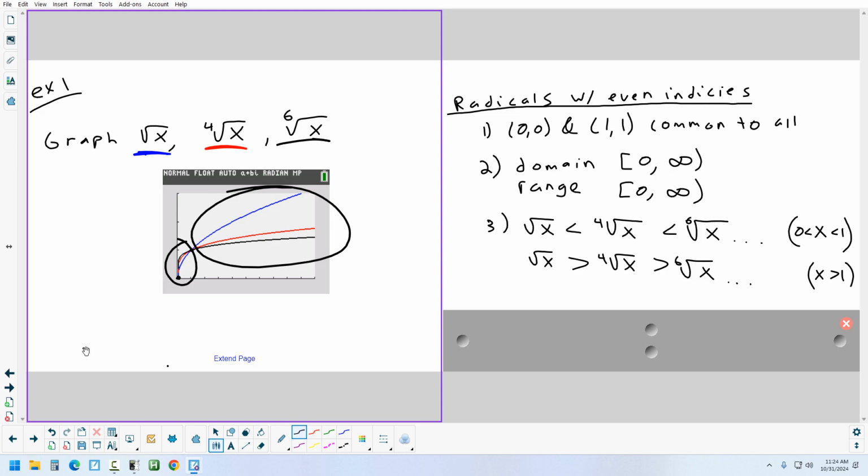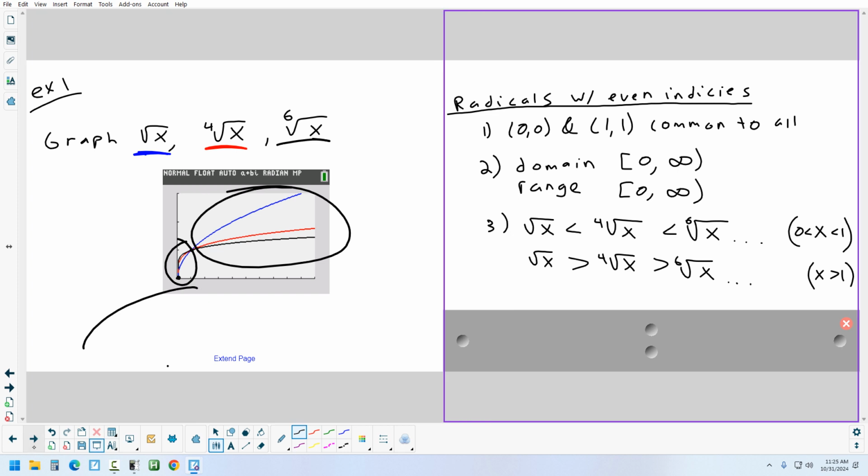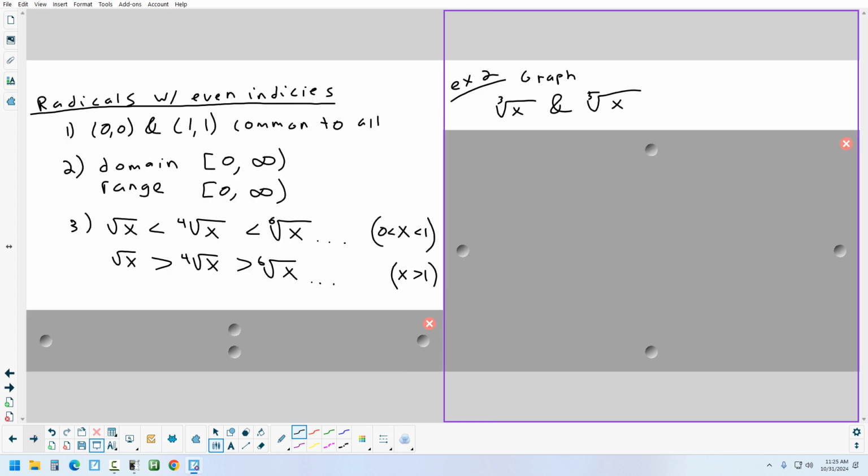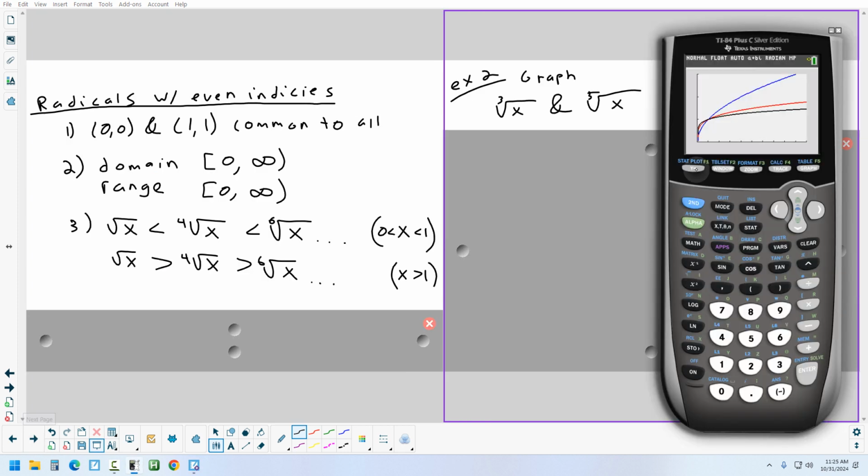They start at a point and they curve. But that's the key. They start somewhere. Let's look at odd roots. Let's do a cube root and a fifth root. If you already have the roots typed in, you can just change the index. Just like that.